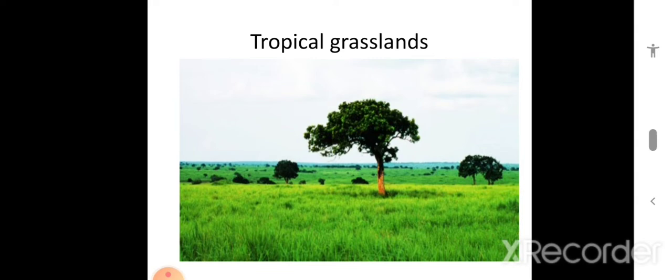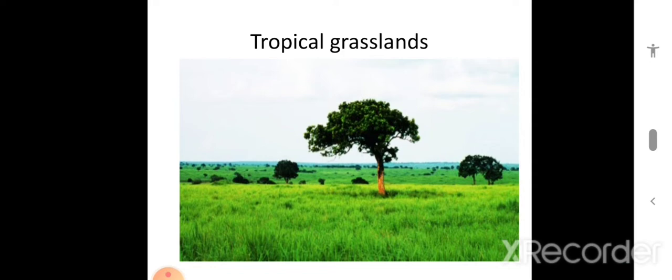Tropical grasslands are dominant in northern Africa. We can see grasslands in northern Africa. They are also found in the Brazilian plateau and northern Australia. These grasslands include the Llanos of Colombia, Llanos being a Spanish pronunciation, and Venezuela. In India, these tropical grasslands we can find in the Deccan Plateau and in the Terai at the base of the Himalayas.